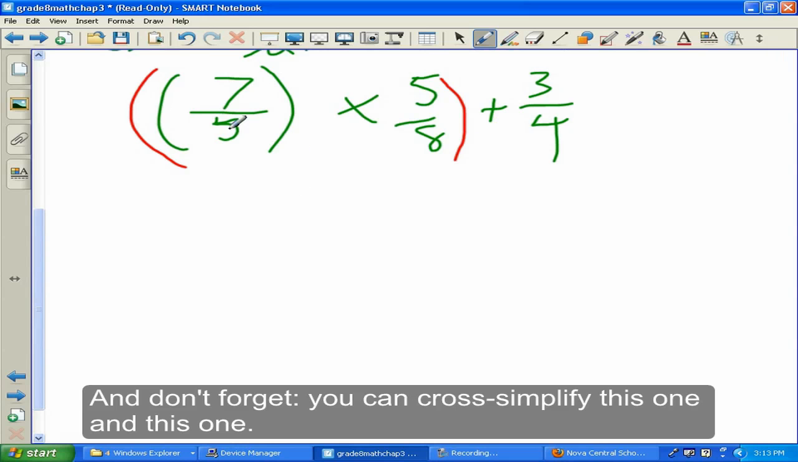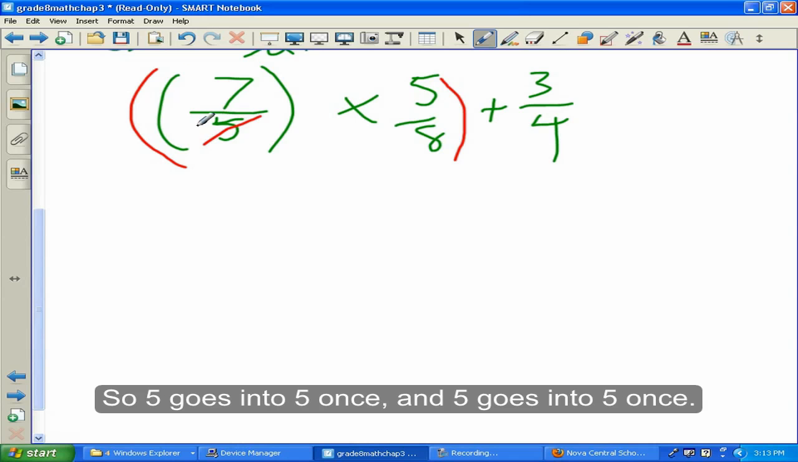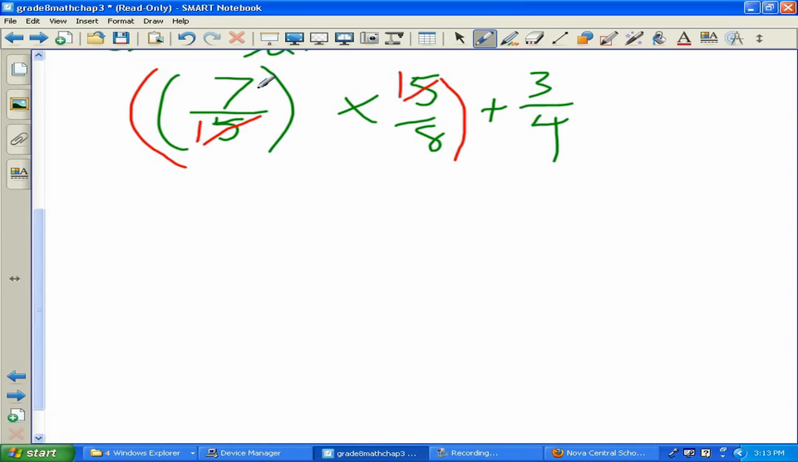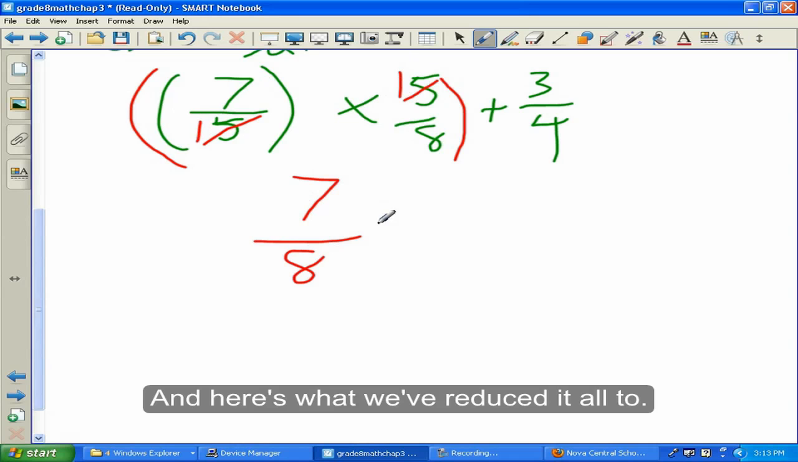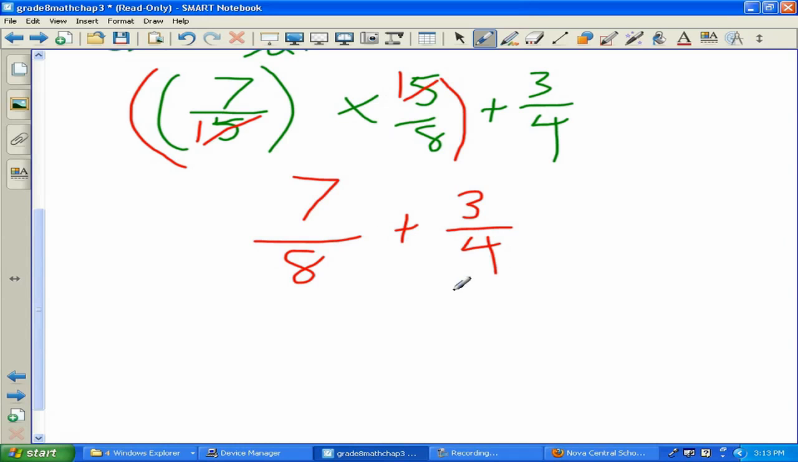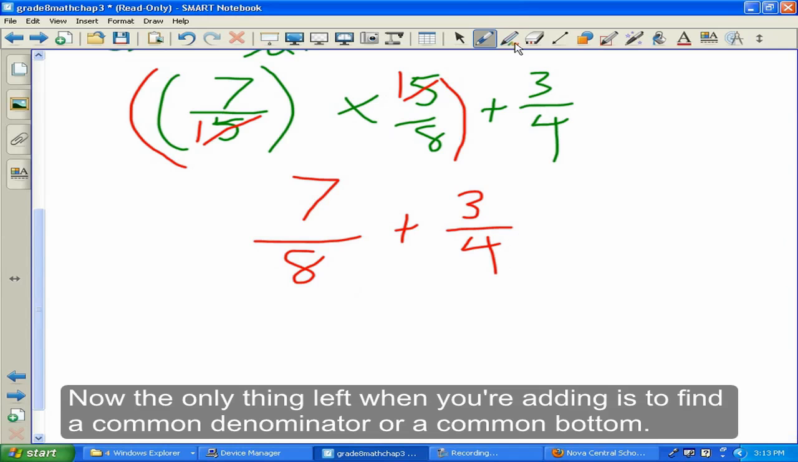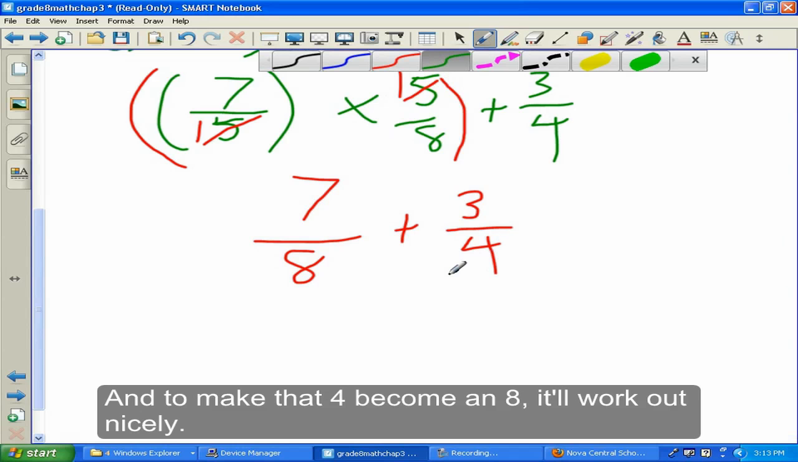And don't forget, you can cross simplify this one and this one. So 5 goes into 5 once, and 5 goes into 5 once. So now 7 times 1 is 7. 1 times 8 is 8. And here's what we've reduced it all to. Now the only thing left when you're adding is to find a common denominator or common bottom. And to make that 4 become an 8, it'll work out nicely.